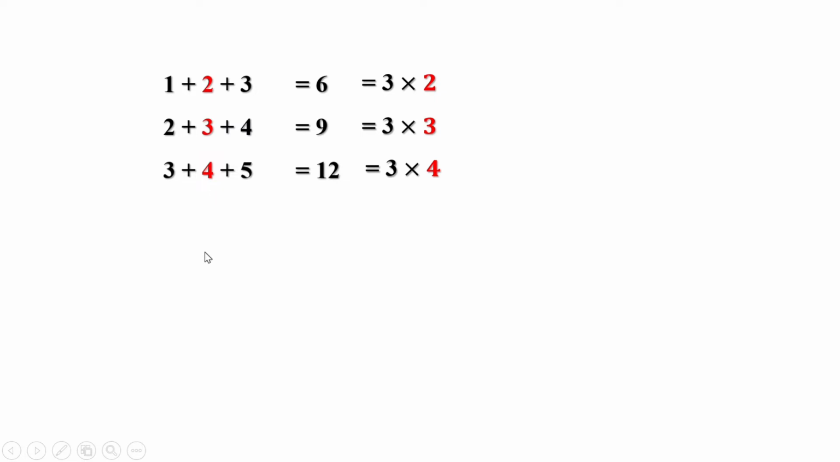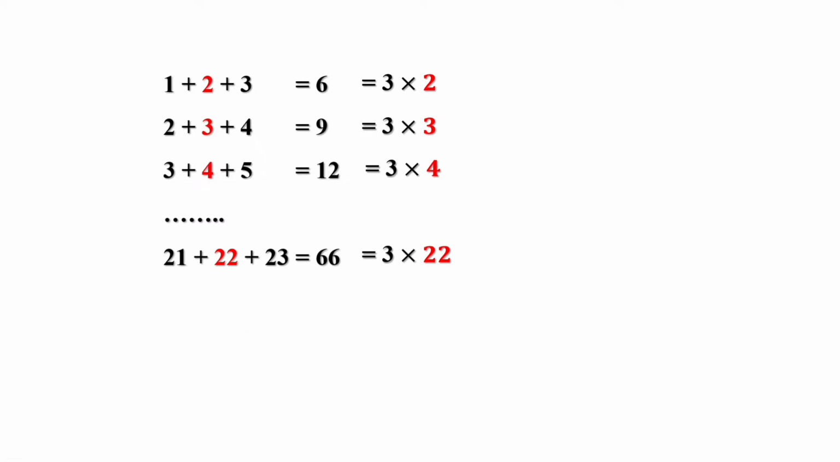Is it always true? Let us take some other 3 consecutive natural numbers. 21 plus 22 plus 23 equals 66. What is 3 into 22? That is also 66. So here also it is true. Is it always true? How can we check?